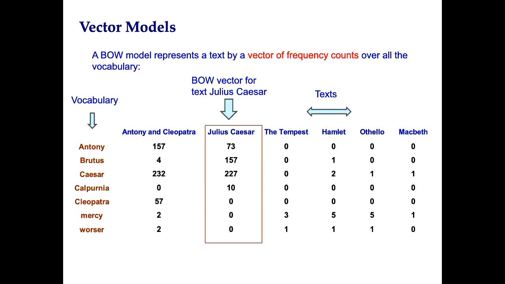You have a bunch of texts, okay? So here are Shakespeare plays, Anthony and Cleopatra, Julius Caesar, Tempest, Hamlet, and so on. And this is just frequency counts. So you count how many times the word Anthony occurred in Anthony and Cleopatra. Caesar occurred 233 times, Cleopatra 57, and so on. And the problem is that they're going to be sparse often. And so we'll use dictionaries, default dictionaries, some sort of way to represent them. But the bag of words vector for the text is going to be indexed on the vocabulary and have the frequency counts for how many times those words occur. For now, we just think we have every single word. So that is a vector.